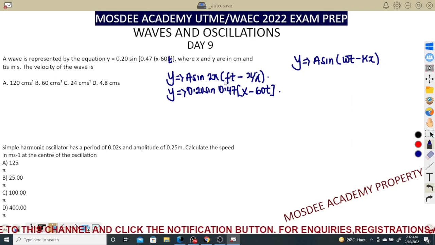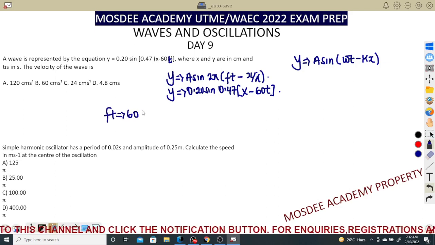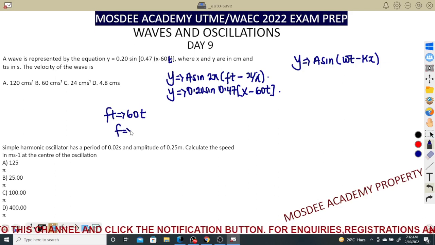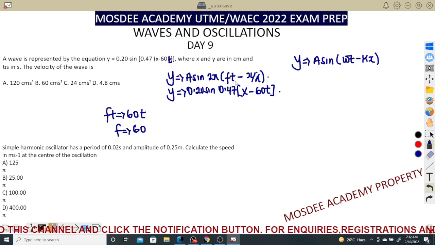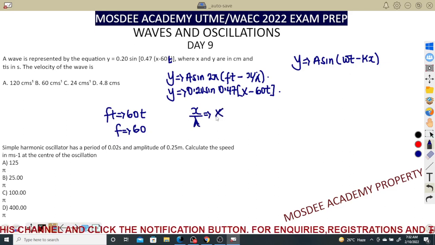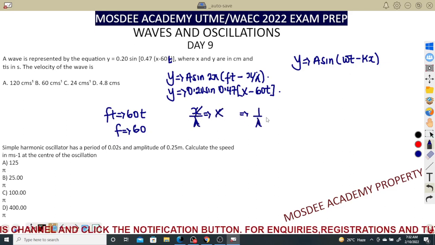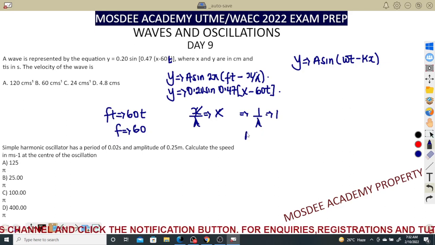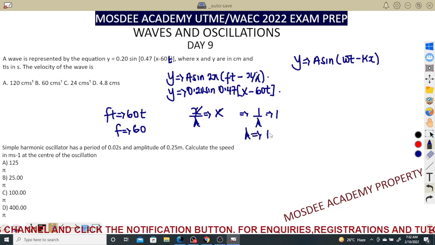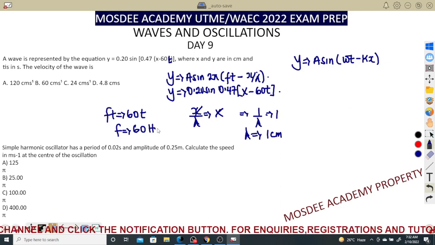So the one that has t here is ft. I'm not going to waste your time, guys. It equals 60t. So you can say f equals 60, and t gets cancelled out. So the one that has lambda, watch this, x over lambda, is equivalent to the one that has x there. x gets cancelled out. So what you have is 1 over lambda equals 1. So lambda equals 1 centimeter.